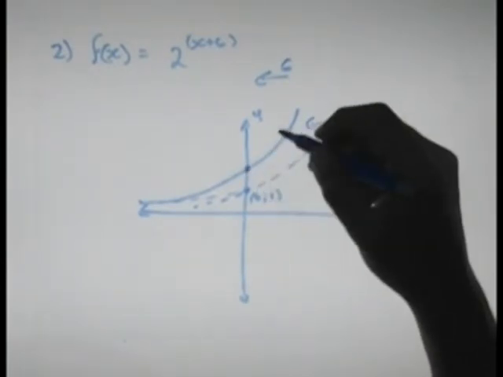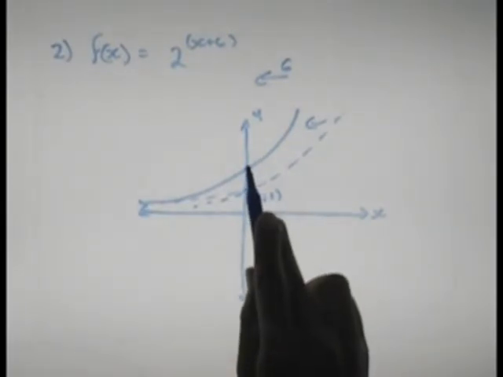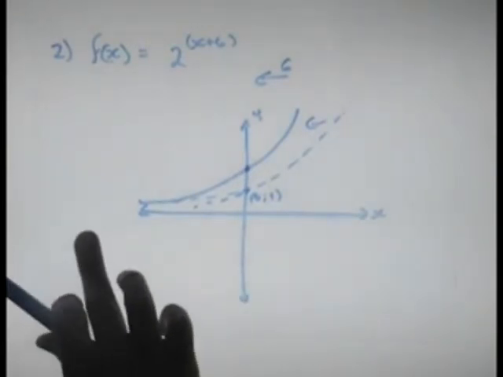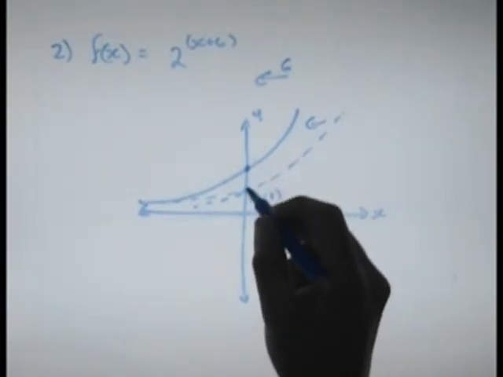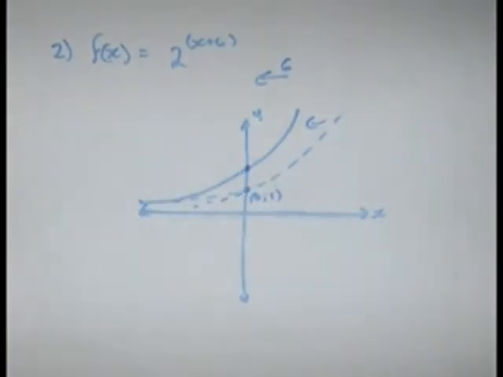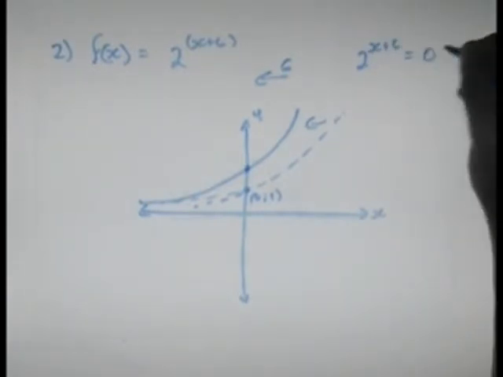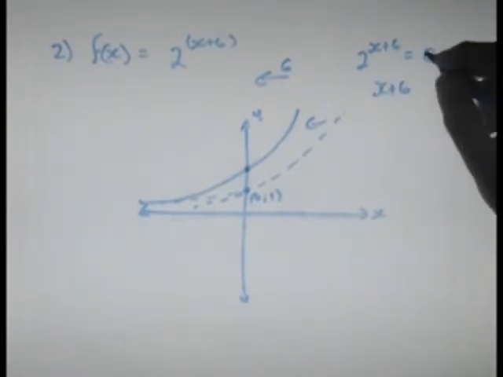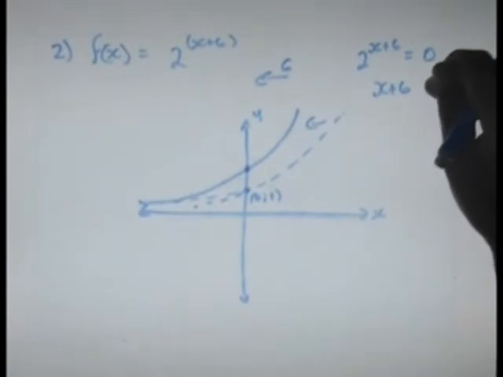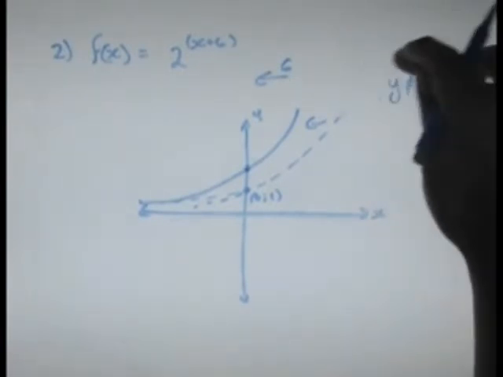It is going to have a new y-intercept. Its asymptote of y is equal to 0 still holds true, right? But that point has shifted up because my entire graph has moved to the left 6 units. 2 to the power x plus 6 is equal to 0. That would be that point over there. That means that x plus 6 is equal to, it can't, because y cannot equal 0, which I did say is my asymptote. Right? Now let's look at the other one.